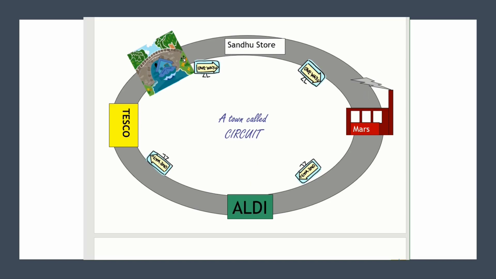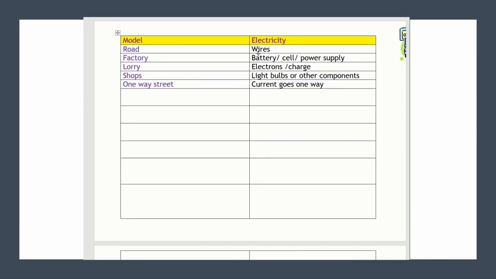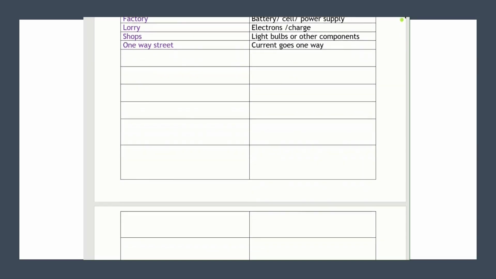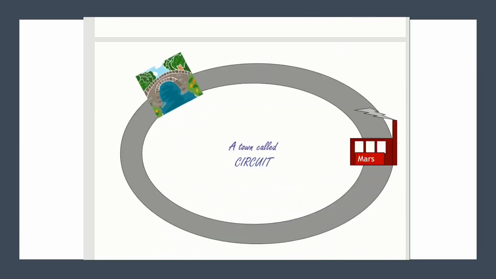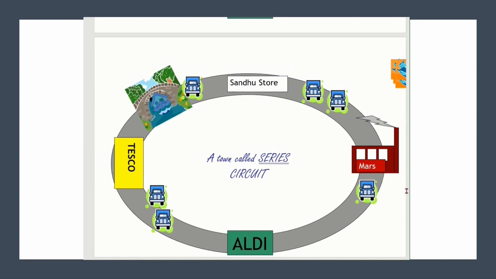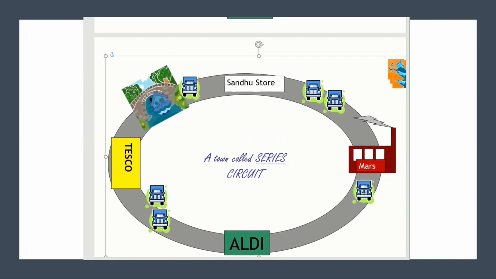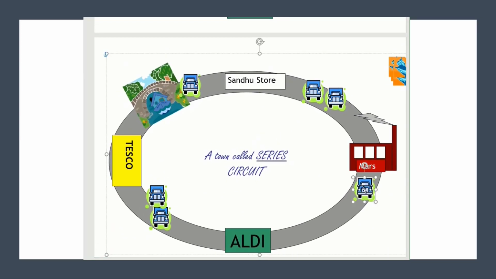We've got the bridge that represents the switch. We've got the 3 lamps represented by the shops. We've got the Mars bar factory representing the power supplies, and the roads only allow the vehicles in one way. So if we go and fill in our table, what we haven't looked at yet, and it's here I've marked it, is what is it that carries the Mars bars to the shops? I'm sure you all know that that's lorries. And here I've got my lorries. And my lorries here represent the electrons.